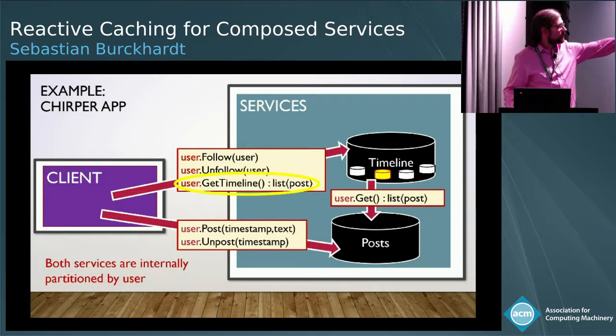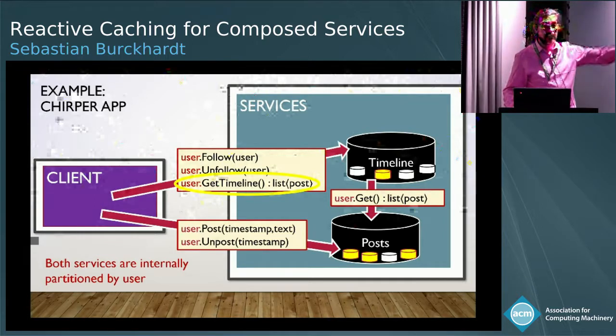Then that partition will determine where to get the data from, and it will contact one or more other partitions in that service to get the data and put it together. So the important thing to see here is that the data that is required to compute the result of this request is distributed among multiple services and partitions. So it's not just in one place.